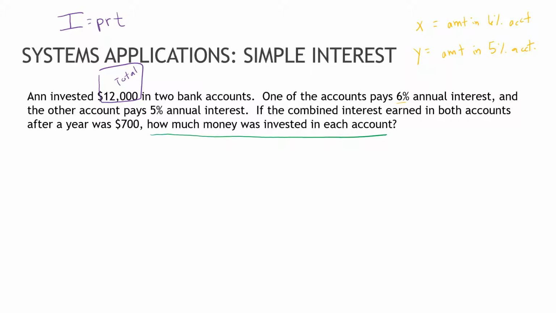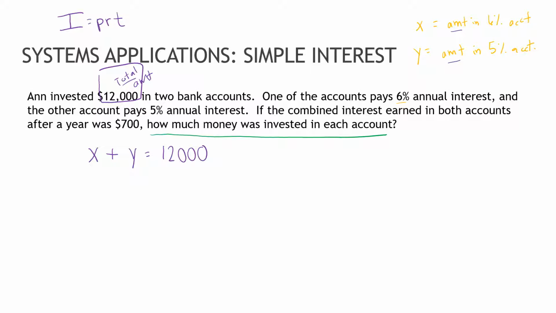Just like we did with mixtures a few moments ago, typically one of the equations is going to be a total equation. And so I can say X plus Y equals 12,000. And why can I say that? Because this is an amount, this is an amount, and this is the total amount. So I'm keeping all of the amounts together. Again, just like the mixture question, I'm then going to basically multiply all of those by the percentages.